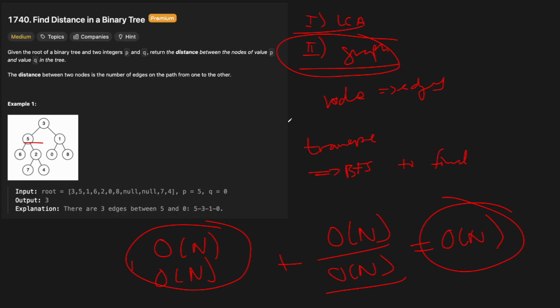So again, we're going to build a graph of basically all the nodes we can reach from a given node, and then we're just going to start our BFS from, let's just say, P, and we're going to BFS until we get to Q, and then however many steps it takes, that's how long it is between them. So that's how we want to solve it. Let's go to the code editor and type this up.